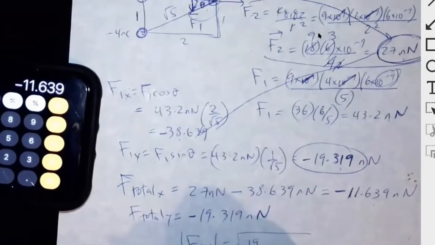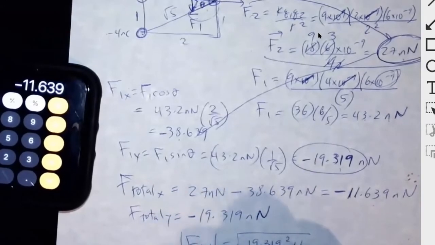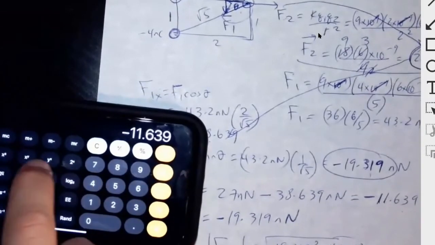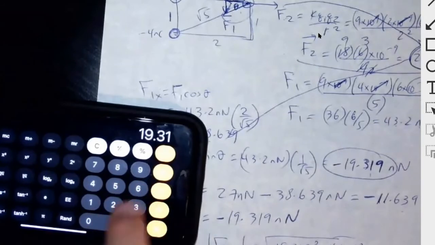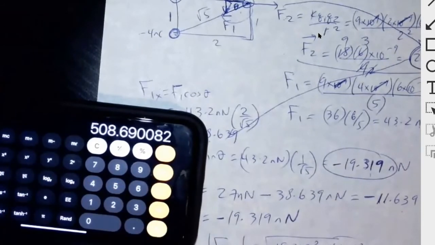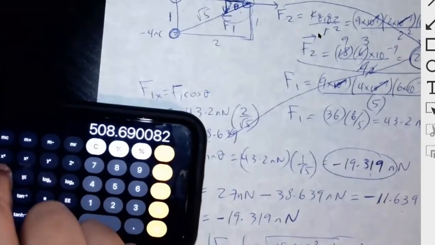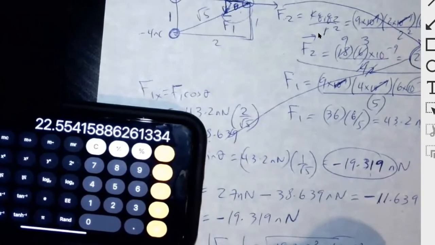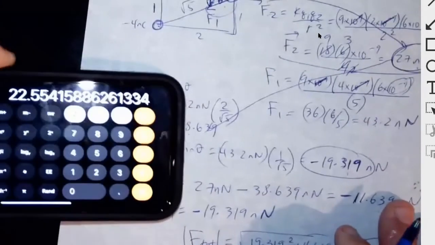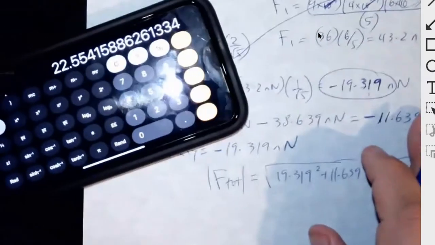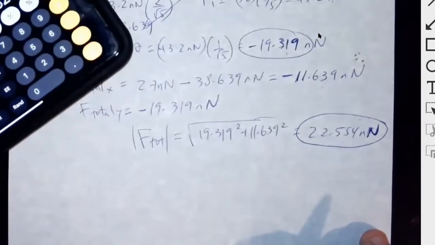Square root of 19.319 squared plus 11.639 squared. Okay, squared plus 19.319 squared equals, then square root of that, 22.554 nanonewton.